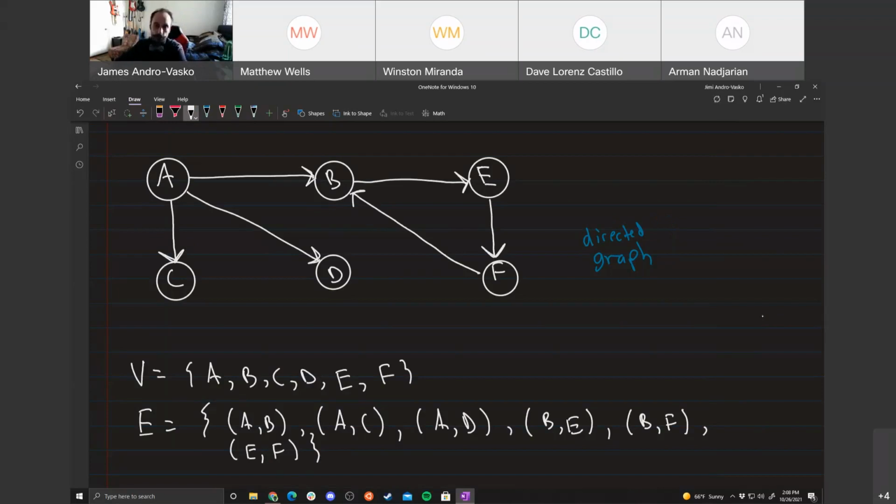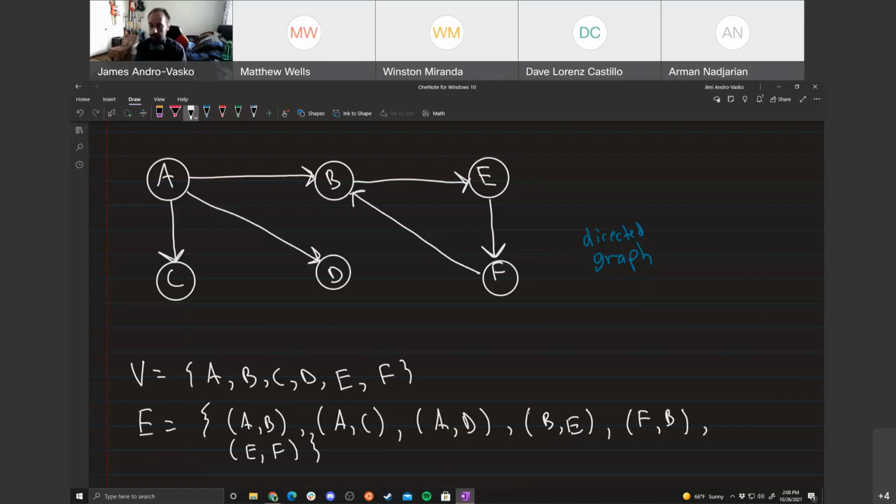So here when it's directed, we have these arrows on our edge. That's how we denote that. And this is going to be a little bit different. So now for our edge count, you want to have it in the correct order. So A goes to B, A goes to C, A goes to D, and then B goes to E. And actually F is going to go to B, so we're going to just swap these two. And then E goes to F, like this. So now that's how we can represent a directed graph.